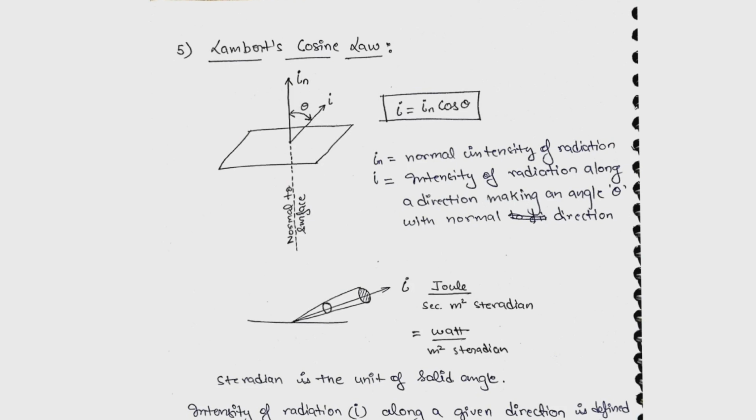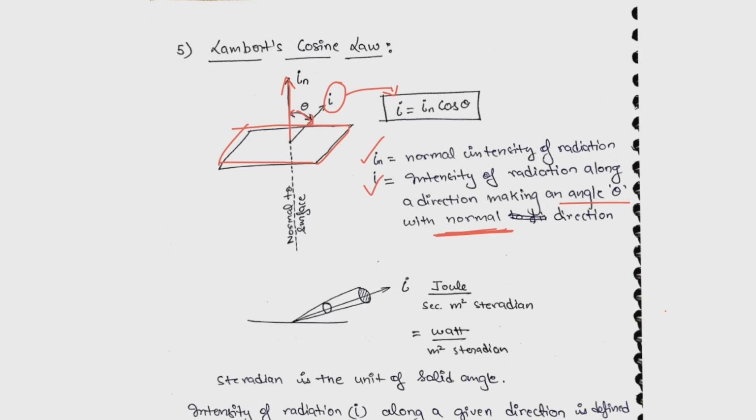Let us discuss the last law of thermal radiation, that is Lambert's cosine law. Let us consider a surface and let us draw the normal to this surface. This is the intensity that is coming from the surface in the normal direction. Now if you want to find the intensity at some angle theta with this normal direction, then that is represented by I, which can be written as I is equal to I_n cos theta. I_n is the normal intensity of radiation, I is the intensity of radiation along the direction making an angle theta with the normal. Theta is with the normal.